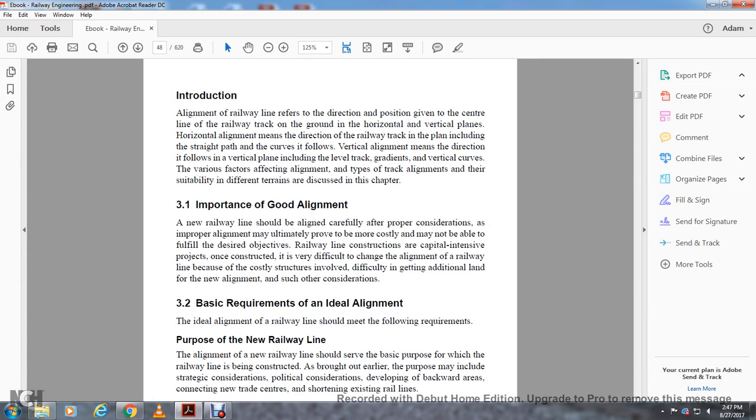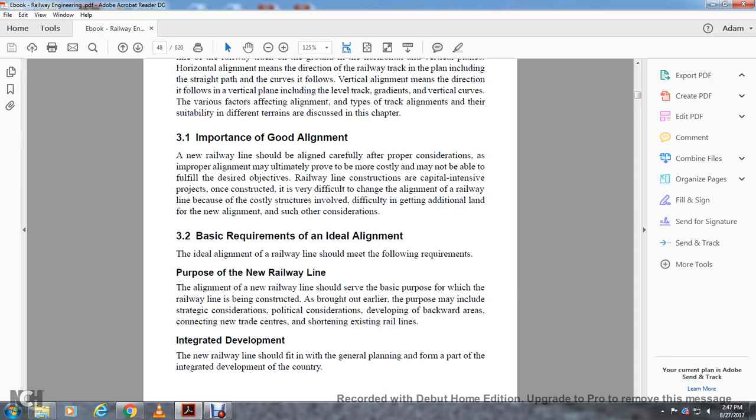3.1. Importance of good alignment. The new railway line should be aligned with careful and proper consideration. Improper alignment may ultimately prove to be more costly and may not be able to fulfill the desired objective. Railway line construction is capital intensive. Once the project is constructed, it is very difficult to change the alignment because of the cost of the structures involved, the difficulty of acquiring land for the new alignment, and other such considerations.